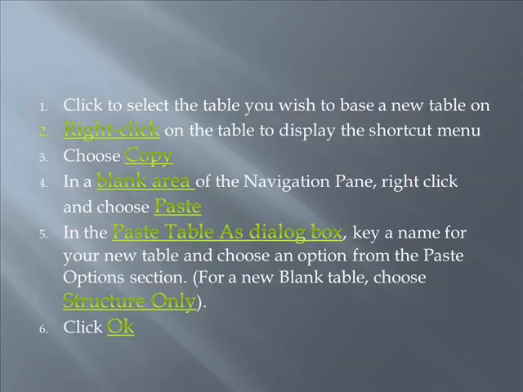To copy a table structure in the navigation pane, click to select the table you wish to base the new table on. Now this table needs to be closed. Then you can right-click on the table and from the shortcut menu choose Copy. In a blank area at the bottom of the right of the navigation pane, right-click and choose Paste. In the Paste Table As dialog box, key a name for your new table and choose an option from the Paste Options section. For a new blank table, choose Structure only, and then click OK.